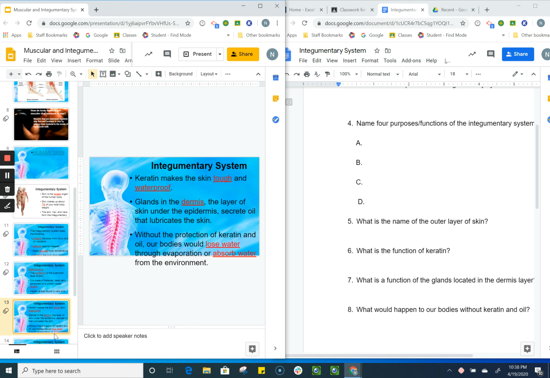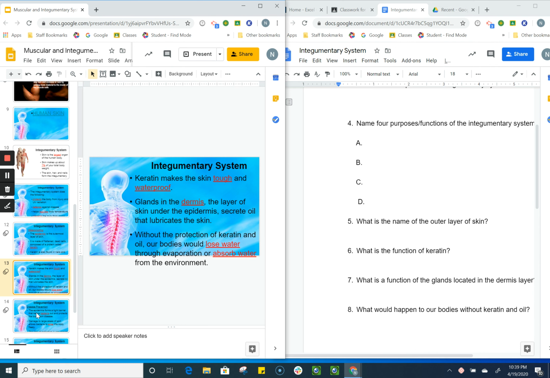So there are glands in the dermis, which is the layer below the epidermis, and these glands help to secrete oil that helps to lubricate the skin. And if our bodies did not have keratin and oil, then our bodies would lose water through evaporation. Or if you're in a watery environment, you might absorb too much water. So the oil with the keratin helps to prevent too much water from leaving the body, but it also prevents us from absorbing too much water if we're in a water type environment.